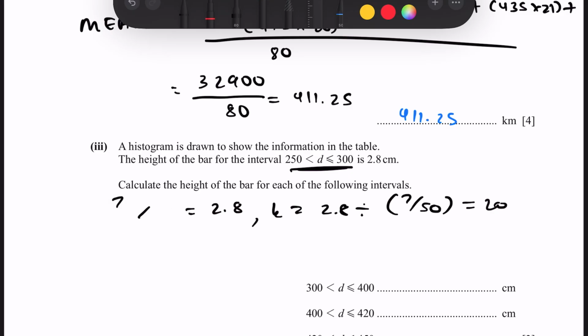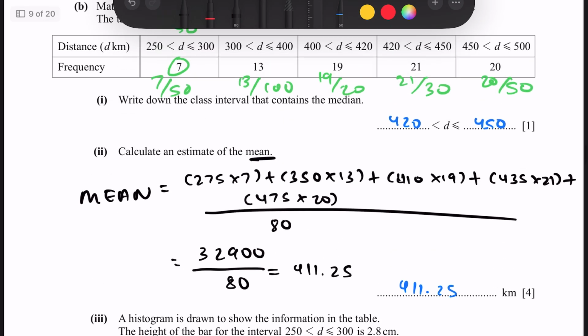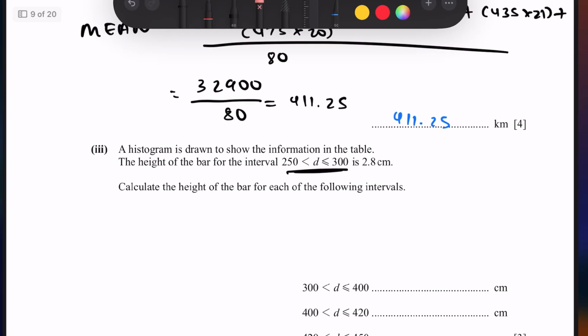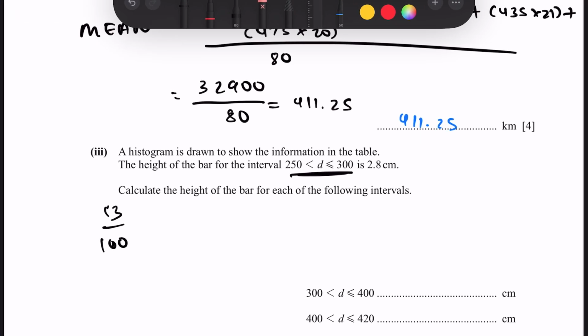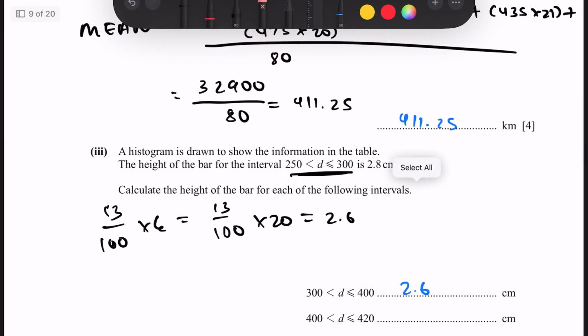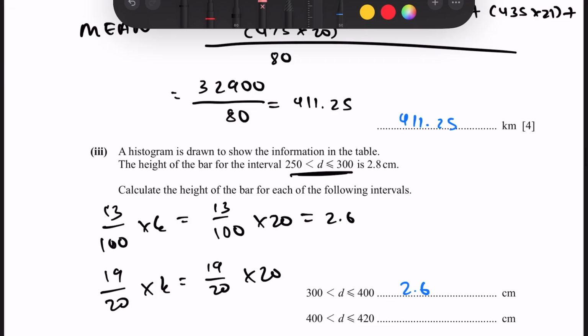So in this case, let's first take it for 300 < d ≤ 400. The histogram bar height would be equal to 13 by 100. So 13 by 100 times k is equal to 13 by 100 times 20, which is equal to 2.6. Now for the second bar, 400 < d ≤ 420, that's equal to 19 by 20. So 19 by 20 times k, which is equal to 19 by 20 times 20, which cancel off to produce 19.